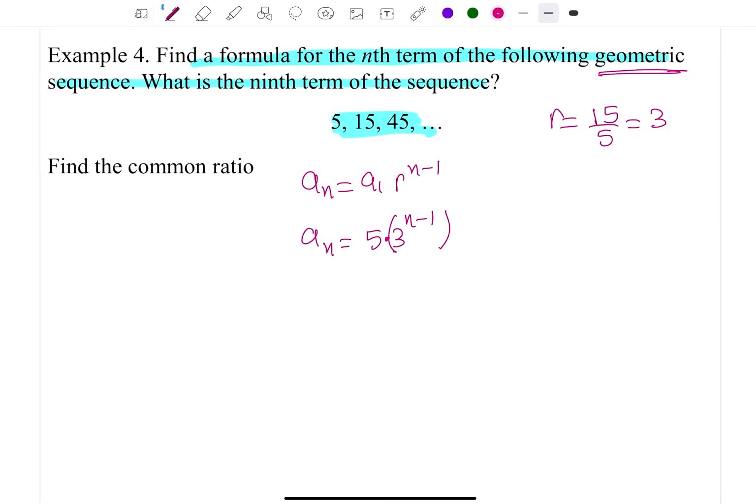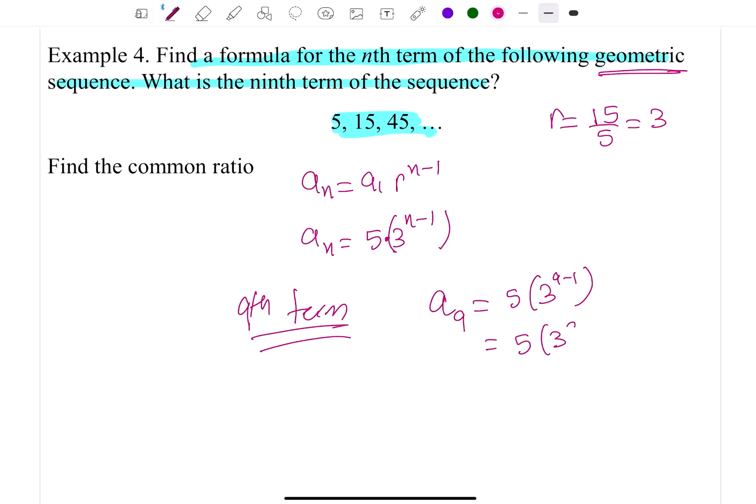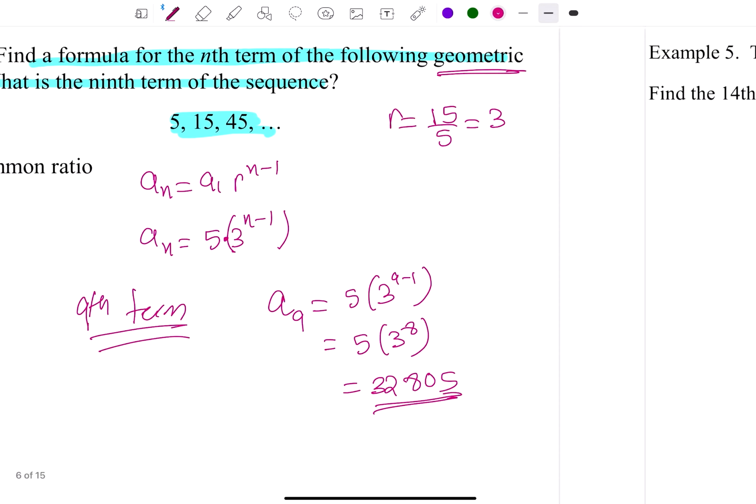That's a formula for the nth term in this case. Now, if you wanted to find the ninth term, we can just go ahead and plug into this formula. It can actually be used to find any term of the sequence. A9 would be equal to 5 times 3 to the power 9 minus 1, which is 5 times 3 to the power 8, and that would be 32,805. That's going to be the ninth term of this sequence, and we can find the 9,000th term as well, just using the nth term formula.